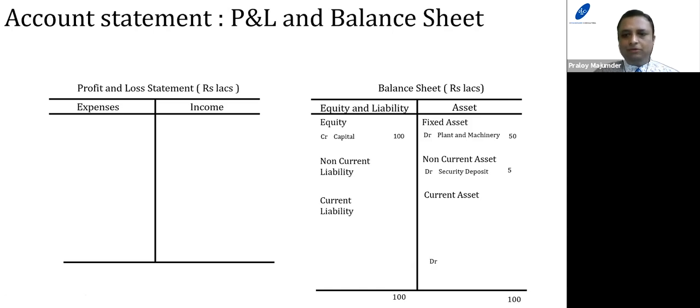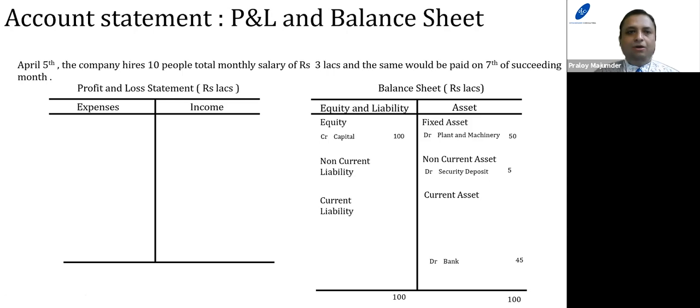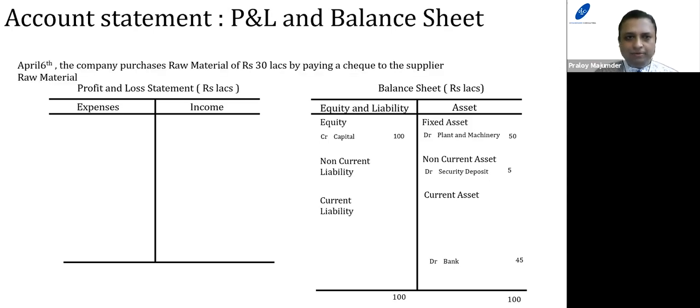Now if you look at it, now I am putting it bank balance here. On April 5th, the company hires 10 people, total monthly salary of 3 lakhs, and the same would be paid in the beginning of the month. So if you look at it, the same would be paid in the beginning of the month, either paid on the 7th of the succeeding month. Now, in this case, what is happening? It's an outflow, but outflow on account of what? Deferred outflow. So in this case, what will happen? This will not be captured in the month of April. It will be captured in the month of May 7th.